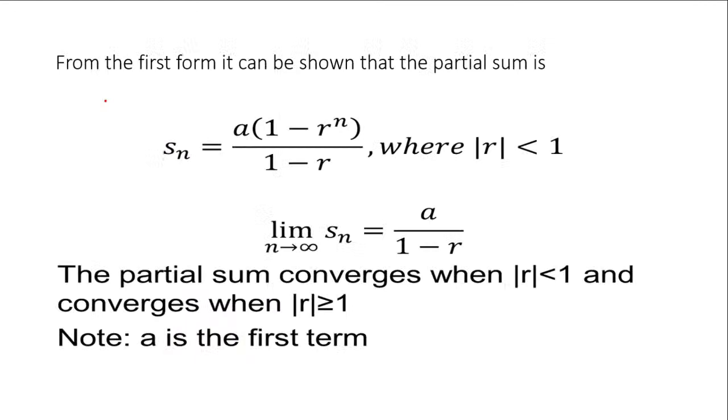Let's take this question. From the first form, it can be shown that the partial sum, that is the sum of the nth term, is a into bracket 1 minus r to the power n over 1 minus r, where r is less than 1. If r is less than 1, it converges. You should know that. And if r is greater than or equal to 1, it diverges. a is the first term.